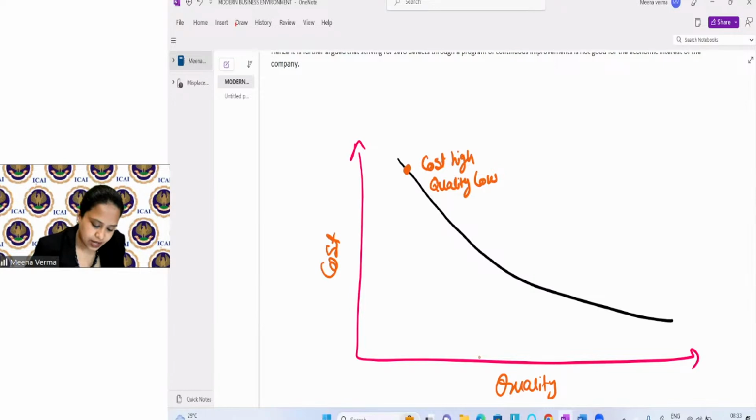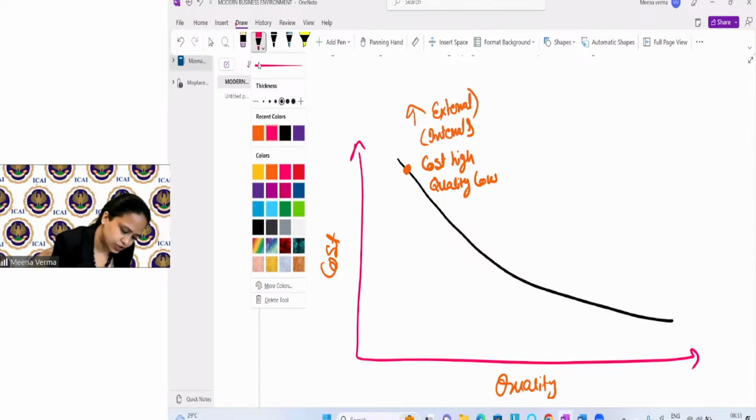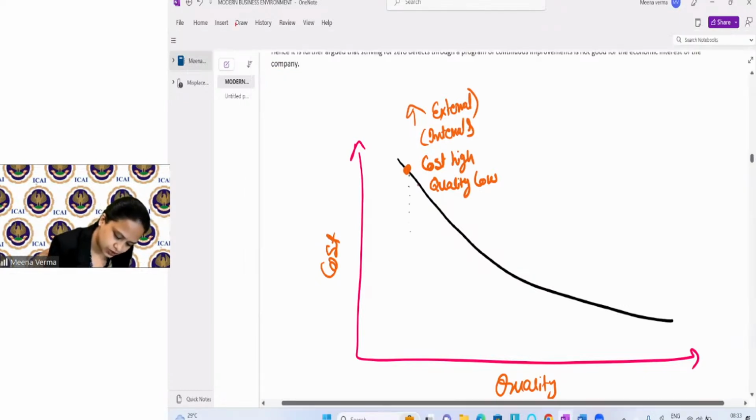And this cost is related to what? It is related to poor quality, or you can say internal and external failure cost, right? So when you're expecting internal failure cost and external failure cost to be high, what will happen? You are actually not producing the quality product. That means your company is actually not producing the quality product.